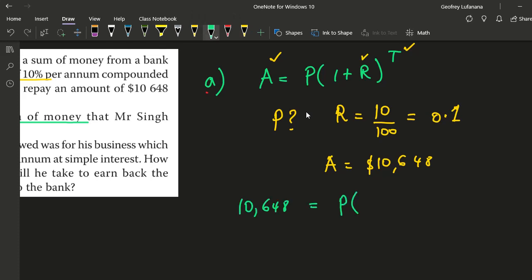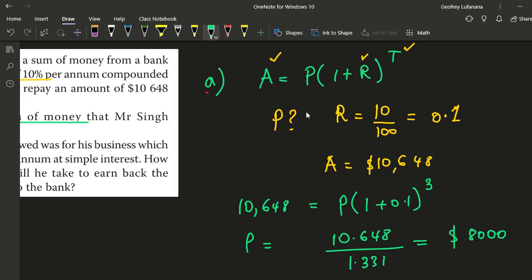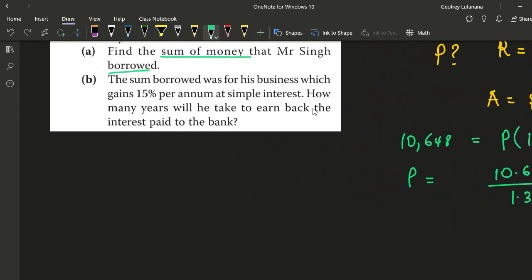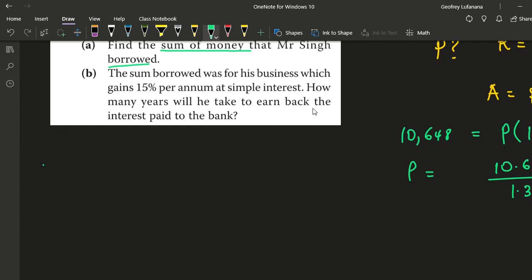So my amount, 10,648, equals to my principal into 1 plus 0.1 to power 3. This means that my principal is going to be 10,648 divided by 1 plus 0.1 to power 3, which when calculated is 1.331. So if I work that out on my calculator, I get an amount of $8,000.